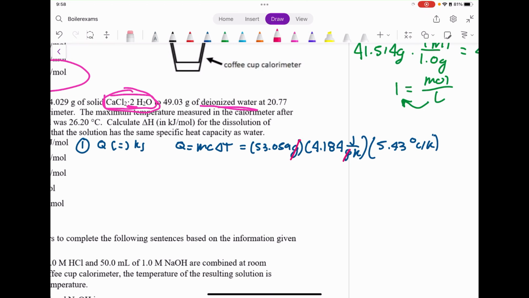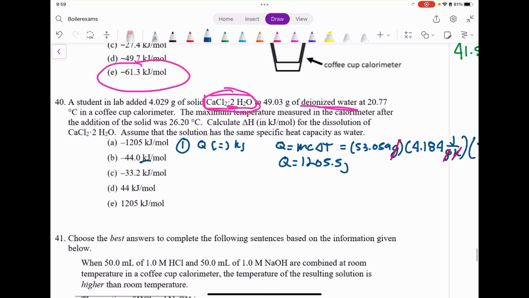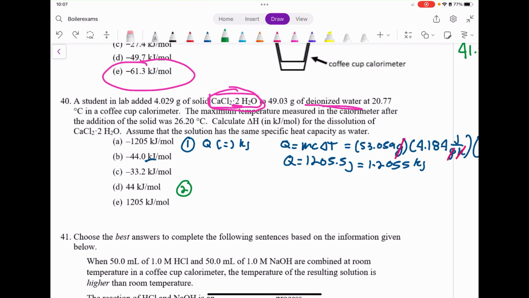Units: grams cancel, our temperature cancels, and we are left with 53.06 times 4.184 times 5.43. Q equals 1,205.5 joules. And they want kilojoules. This is 1.2055 kilojoules. Okay, step 1 good. Let's go into step 2.